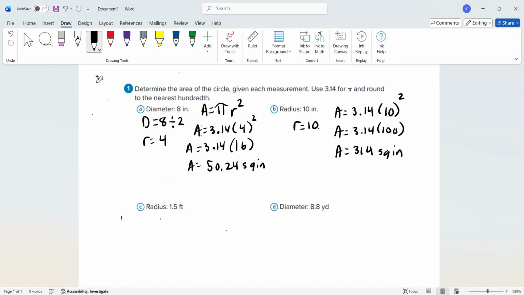Okay, so all we did was we already had r, so we didn't need to change anything. I put my r in for 10, squared 10, which gives me 100, and multiplied 100 times 3.14, and we get 314 square inches.